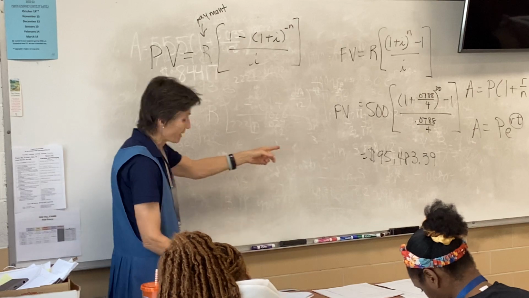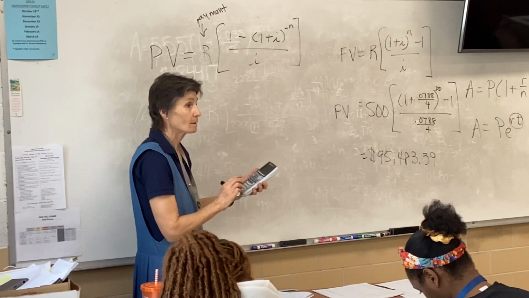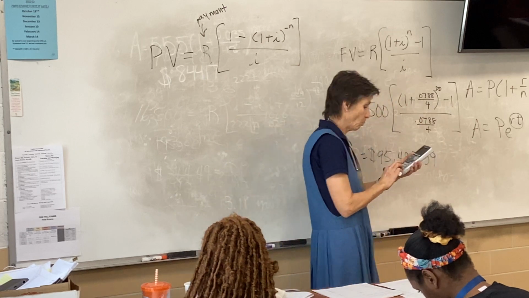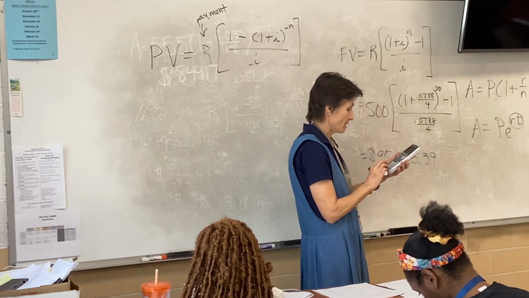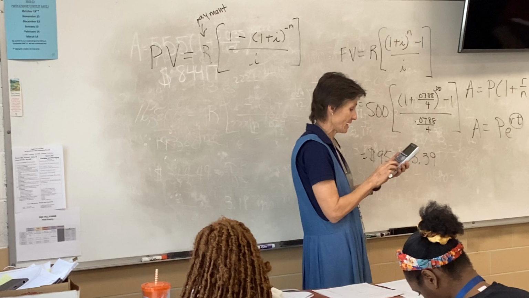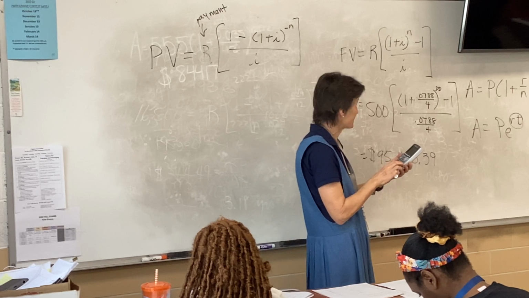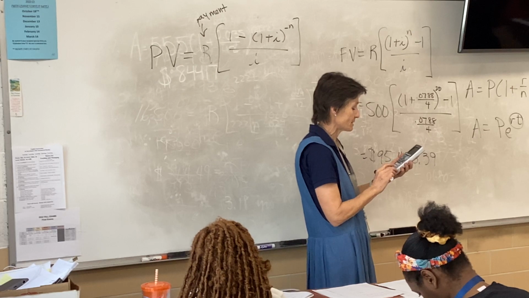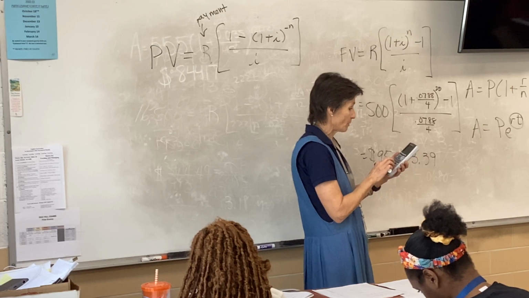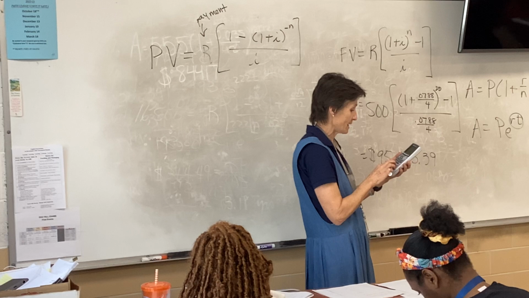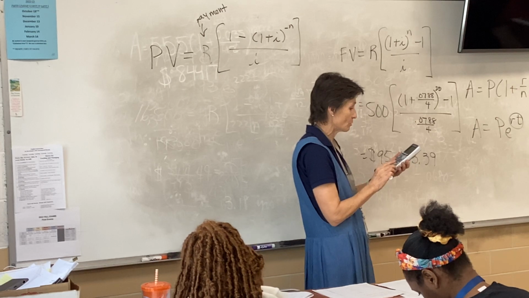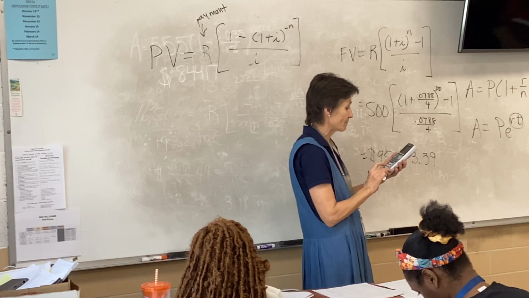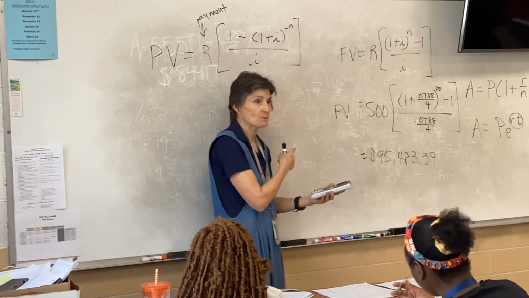All right, nobody else got this? All right, here we go, type it in together. Parentheses, 1 plus 0.0788 divided by 4, close parentheses, raised to the 80th, minus 1 equals, divided by parentheses, 0.0788 divided by 4, close parentheses, equals, times 500. That's right, so that's what you need to get.